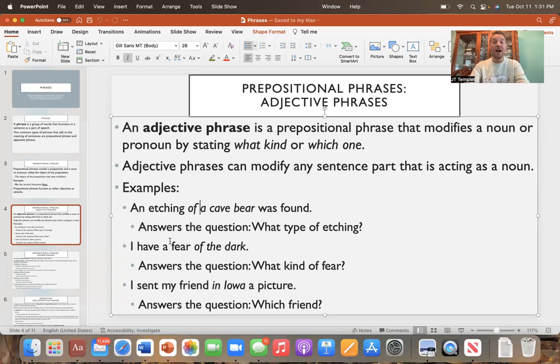Let's look at another one. I have a fear of the dark. It answers the question, what kind of fear is it? It's a fear of the dark. I sent my friend in Iowa a picture. What type of friend is it? That's the friend that's in Iowa. And if we look at it here, in this case, this noun is functioning as an indirect object, right? This noun of friend, because I is the subject. Sent, what did I send? Picture. To whom or what was the picture sent? Friend, right? The direct object's picture, indirect is friend.